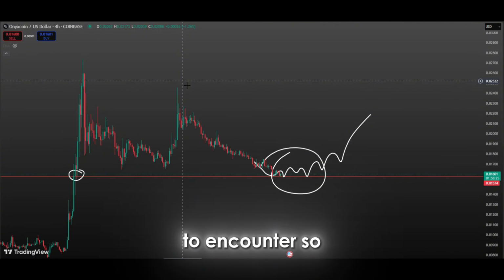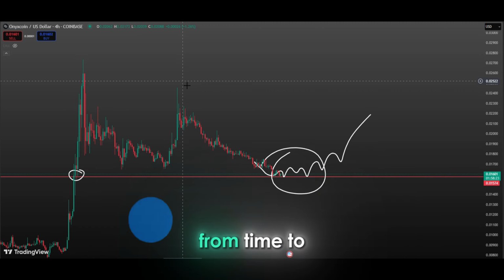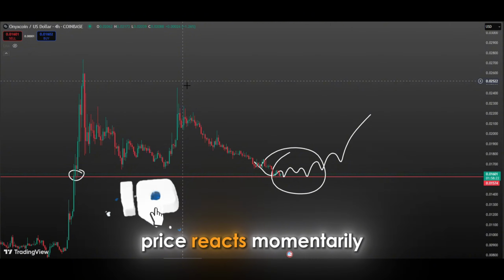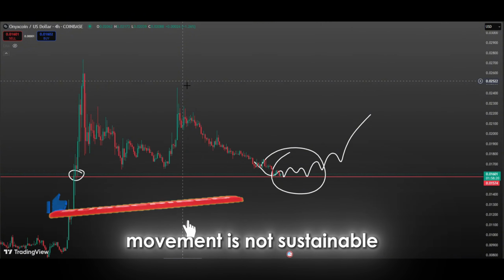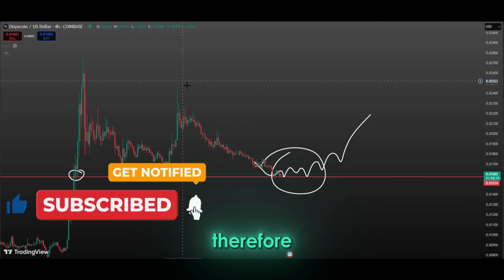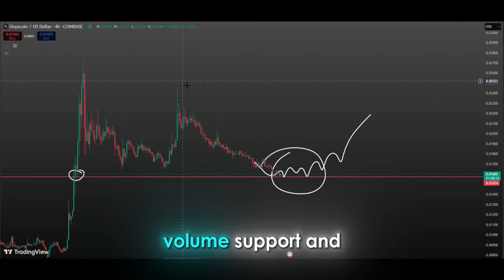Because it is possible to encounter so-called false breakout or fake bounce situations from time to time in the market. The price reacts momentarily from the support level, but when this movement is not sustainable, it may re-enter the downtrend. Therefore, it is better to evaluate not only the initial reaction, but also the subsequent structure, volume support, and technical indicators.